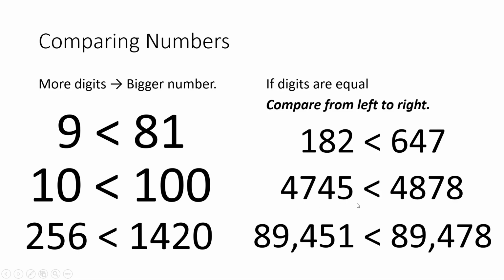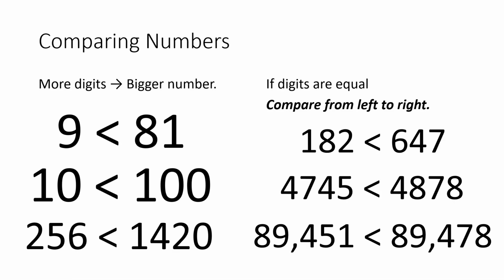Very simple. Again, another example, we have 89,451 and 89,478. Both have five digits. What do we do? We compare them from left to right. Okay, let's see one by one. Looking at the 10,000s place, we have 8 equals 8. Now we move on to the 1,000s place, which is 9, again equal to 9.